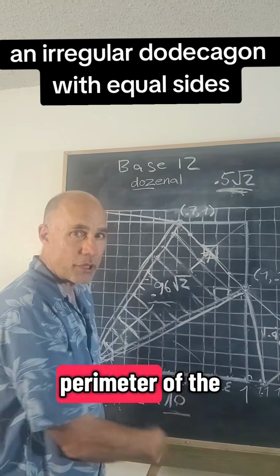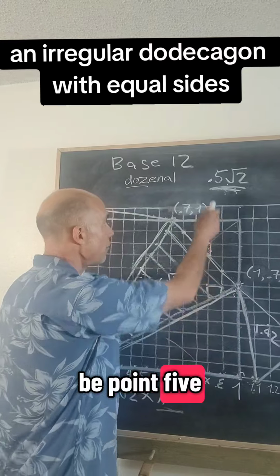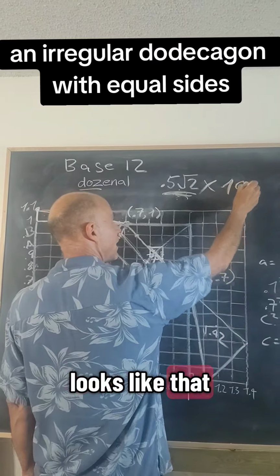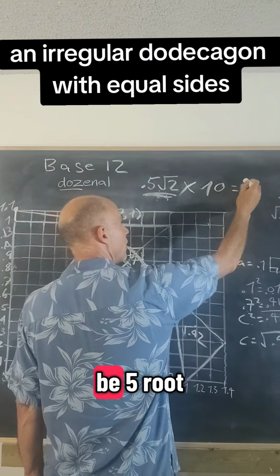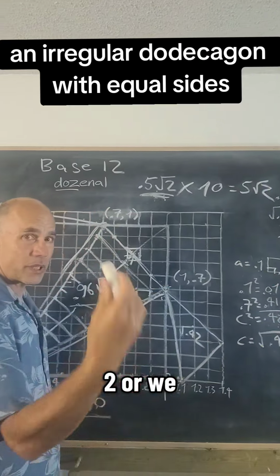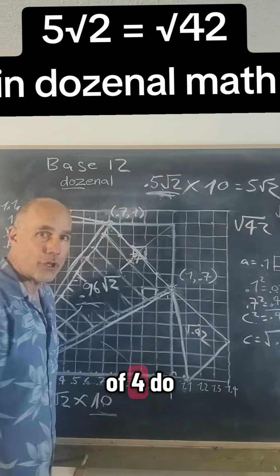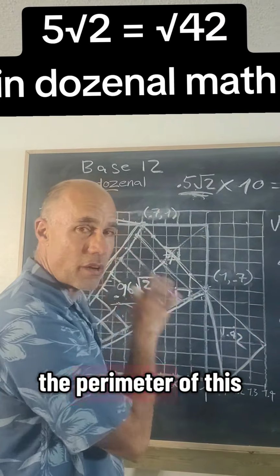So the total perimeter of the dodecagon is going to be 0.5 root 2 times a dozen, which looks like that in base 12. So it's going to be 5 root 2, or we could say it the other way, it's going to be the square root of 4 do 2. So that's the perimeter of this dodecagon.